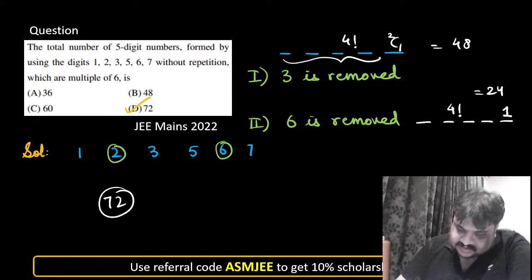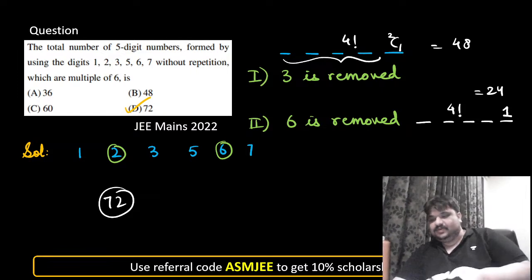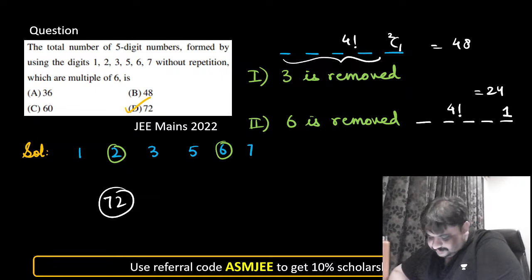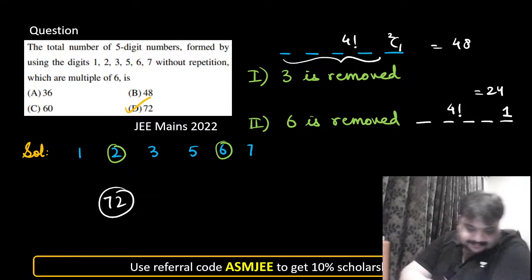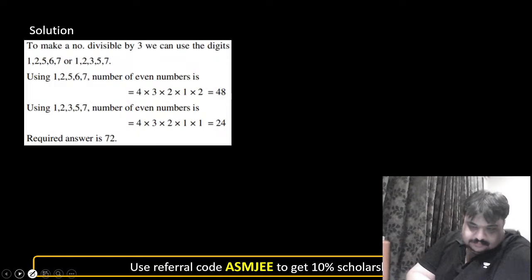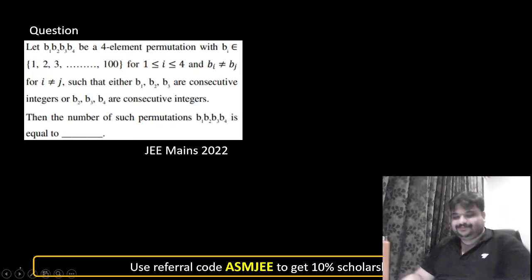What is your answer, guys? 72. You also took two cases. 3 is removed, 6 is removed, two cases. Everybody comfortable with this question? Good question. Oh, it was a JEE Mains question. Try this now.